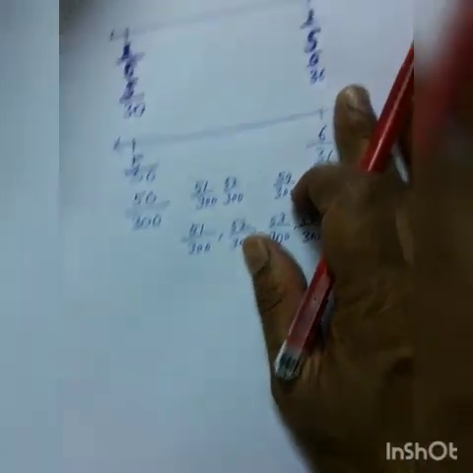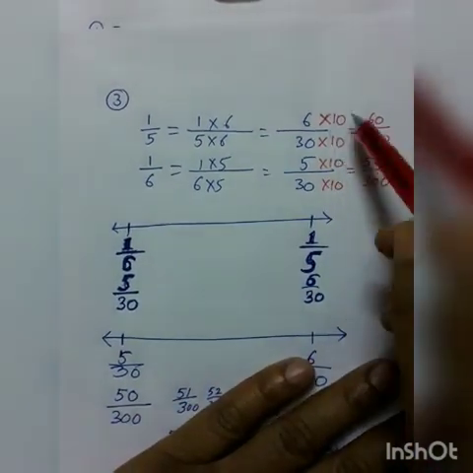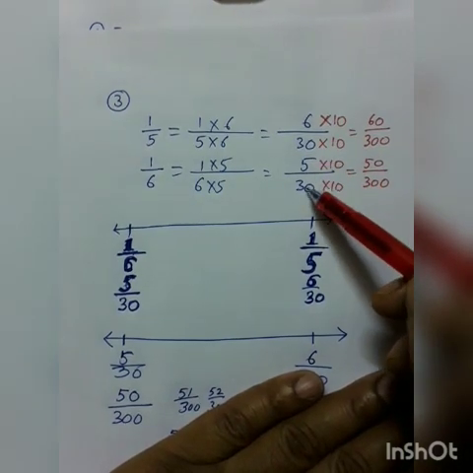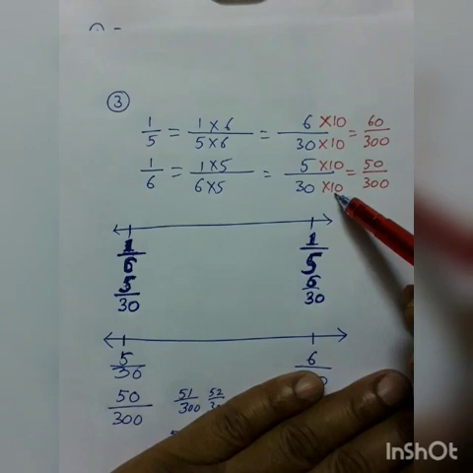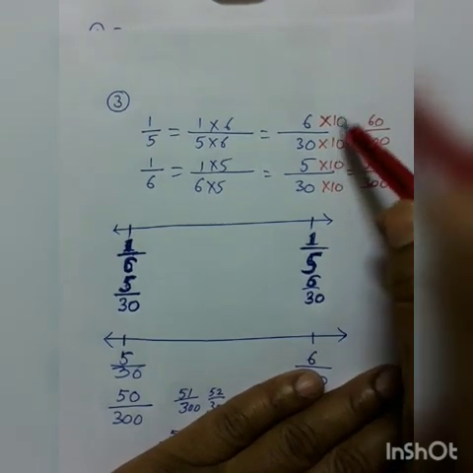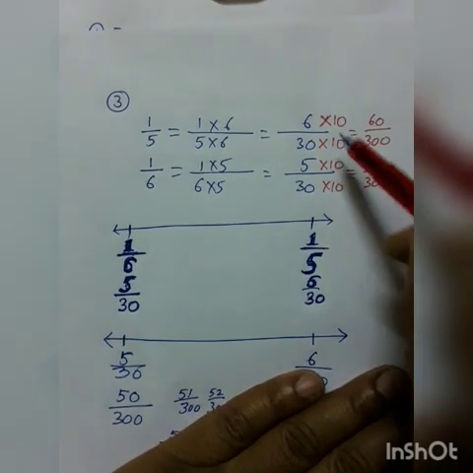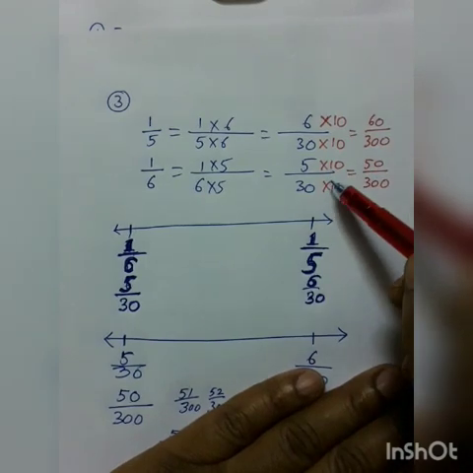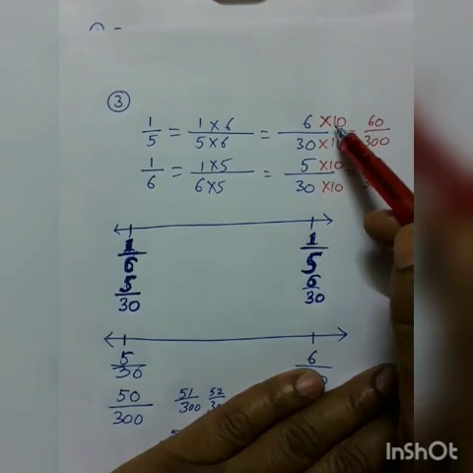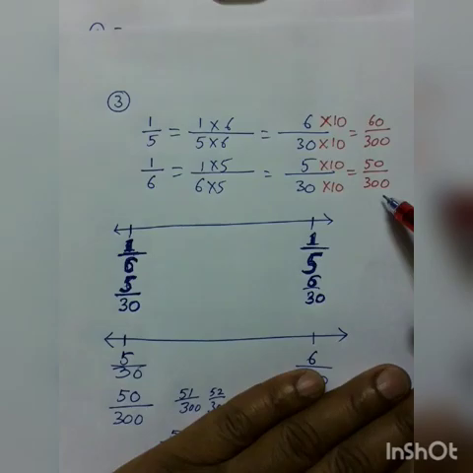So how to make it a little larger? This question is different than the previous 2 questions. Again you will multiply here by 10. Dear children, 6 by 30, 5 by 30. You have to multiply by 10 because it is very easy to multiply by 10. So we are taking 10. In all questions, if you are doing like this, you will take 10 only. You can take other numbers also, but here we are taking 10. Into 10 here, into 10 here, into 10 here, into 10 here. Then this becomes 60 by 300 and this becomes 50 by 300.